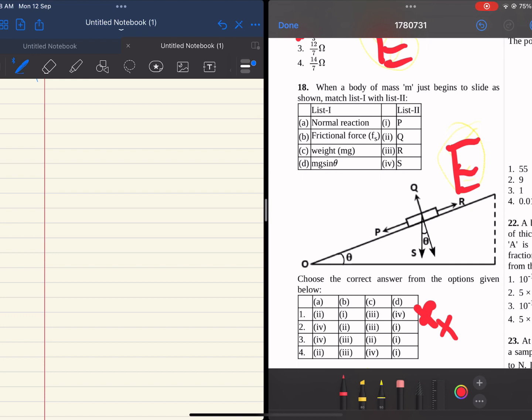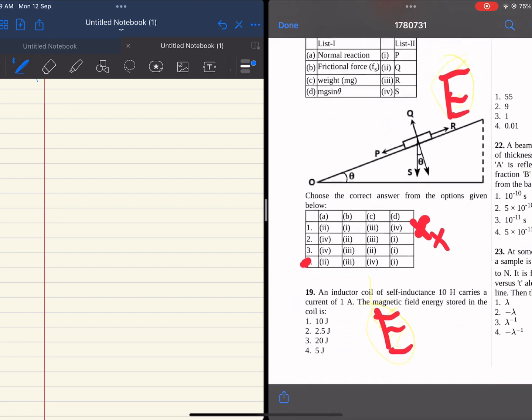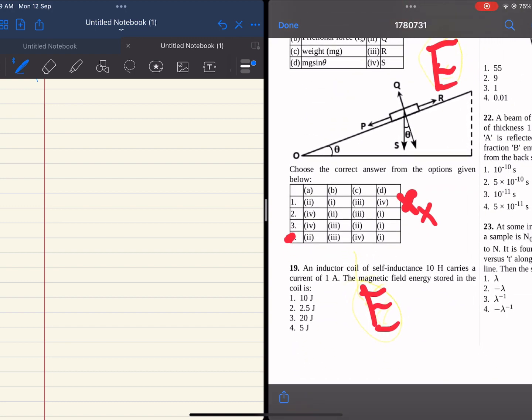We have frictional force is R. So B is 3. So option 2 is also ruled out because in option 2 it says B is 2. And option 3, normal reaction is S. No, normal reaction is not S. Normal reaction is Q. So option 3 is also ruled out. Option 4 is the right answer, which is normal reaction is equal to Q and S is nothing but our weight mg. So C is 4. So option 4 is the right answer for the 18th question.